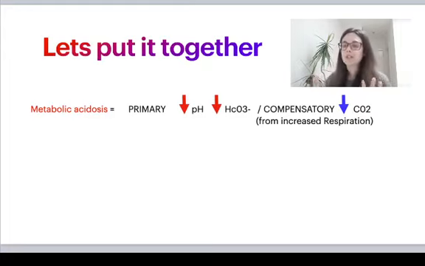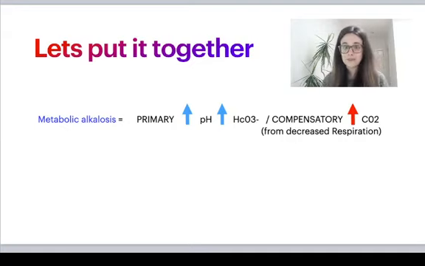So let's try and put what we've just learned all together. Metabolic acidosis. Our pH is low because it's acidosis. We see that it's metabolic because we look at our bicarb and it is also low. They're trending together. They're both low. And our compensatory response that our patient may do is they will try to reduce the amount of CO2 in their body by increasing their respiration. That is seen quite often, a metabolic acidosis. And in a lot of bad disease processes, we get a metabolic acidosis.